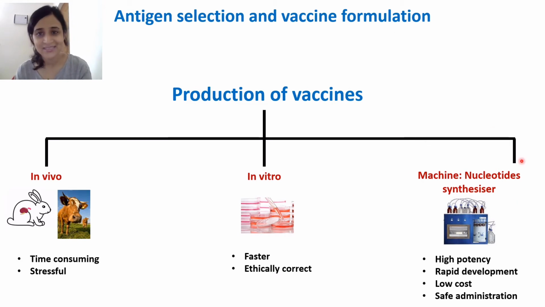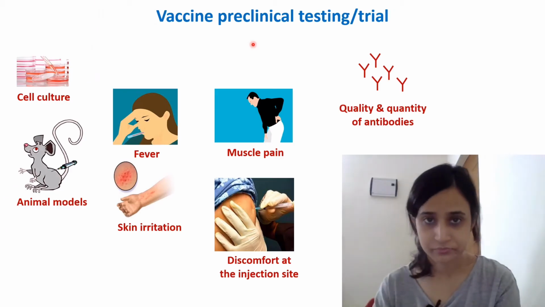And mRNA vaccines, which are very recently produced vaccines, represent a promising alternative to conventional vaccine approaches because of their high potency, capacity for rapid development, and potential for low-cost manufacture and safe administration.